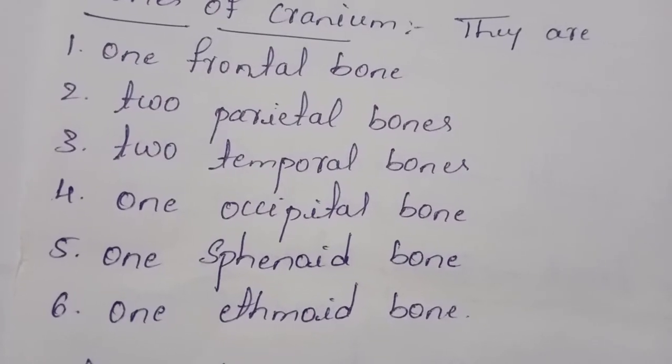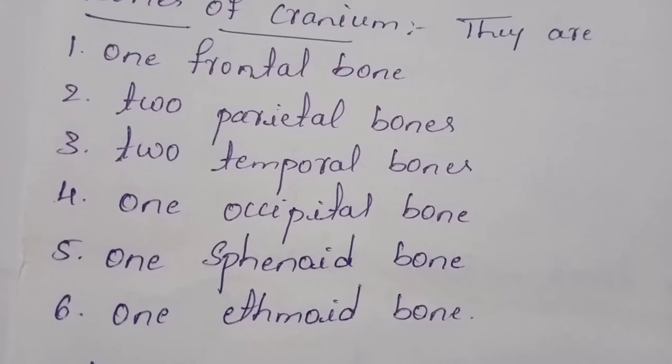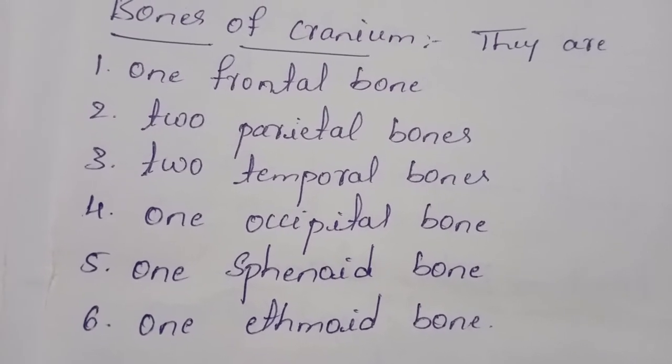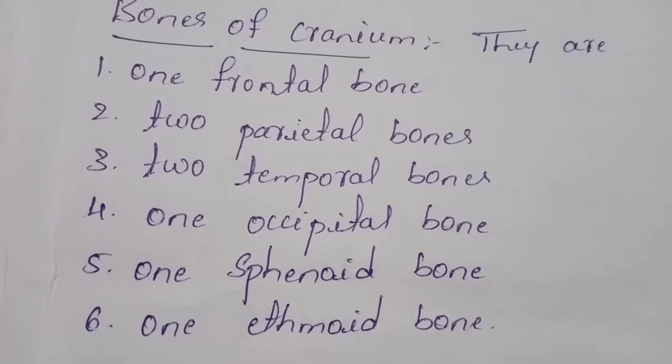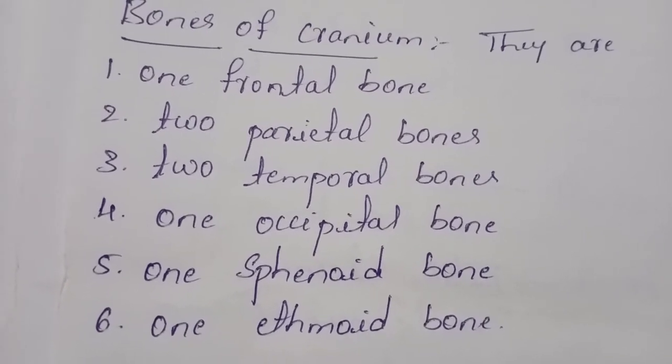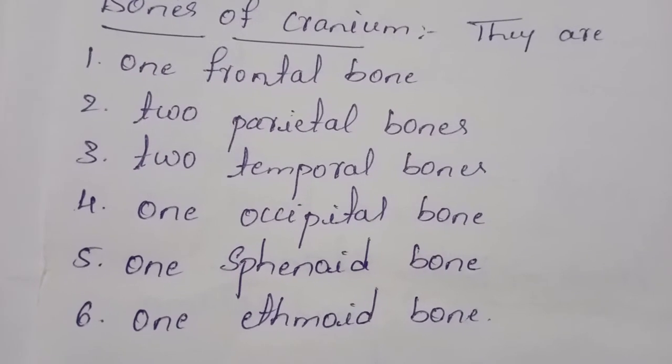And last one, ethmoid bone. It is cubical in shape. It is very light and thin. It is situated at the roof of the nose and in between the orbits.